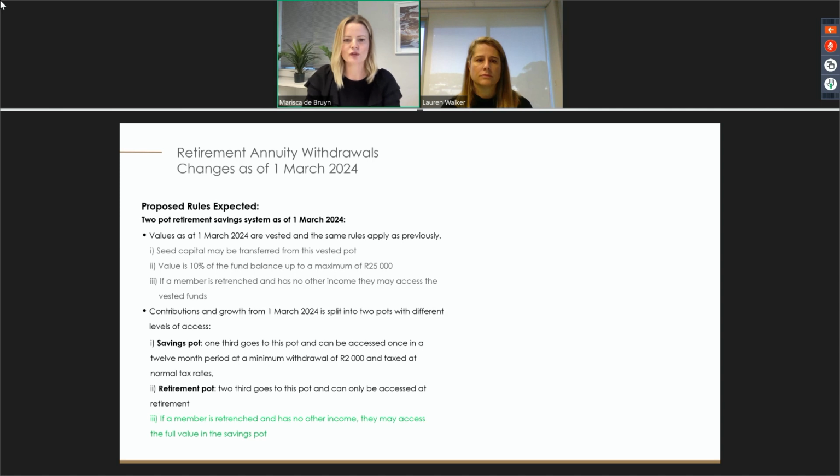Then going forward from the 1st of March, you'll have two pots, a savings pot and a retirement pot. And the savings pot is basically just to give you access to your savings throughout your lifetime if emergencies happen. So it's not really just to access because you want to. The reason for this is basically just for if emergencies happen.